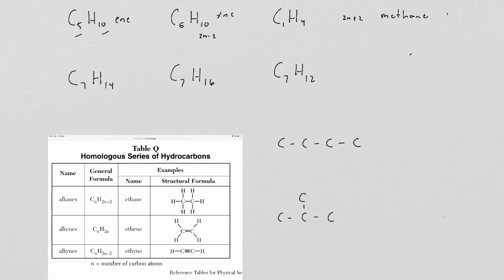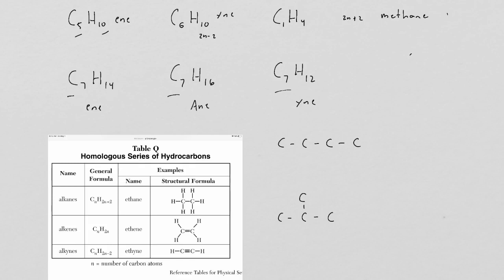Which we saw before. Okay, these 3 right here all have 7 carbons, right? Which one is the alkane? The one that's 2n plus 2. What's 2 times 7? 14. So this is the alkane. This one here is the alkene, and this one here is the alkyne.